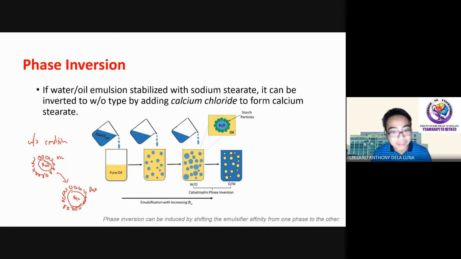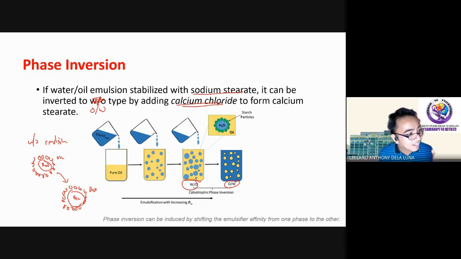So therefore class, ang mangyayari is, mag-invert din ngayon yung ating emulsion. So, originally, halimbawa, water and oil siya, magiging oil and water siya ngayon. So, halimbawa, class, if water and oil emulsion stabilized using sodium stearate, okay, it can be inverted to oil and water type by adding calcium chloride. Okay, now calcium chloride kasi, class, will start to form calcium stearate, which will cause the emulsifier agent natin, mag-invert siya from water in oil to oil and water type of emulsifying agent.